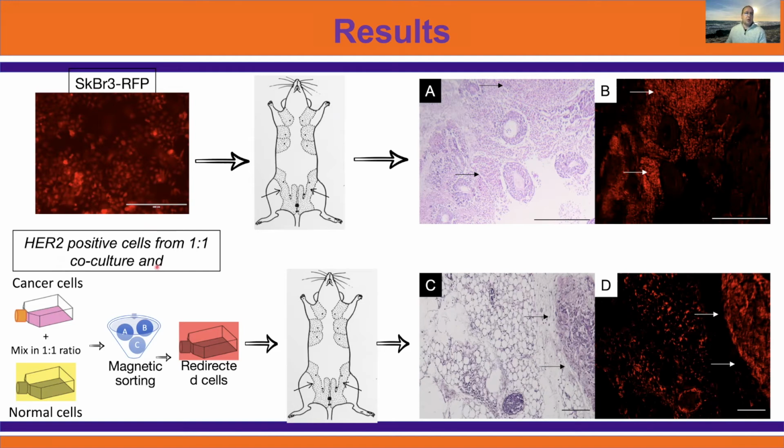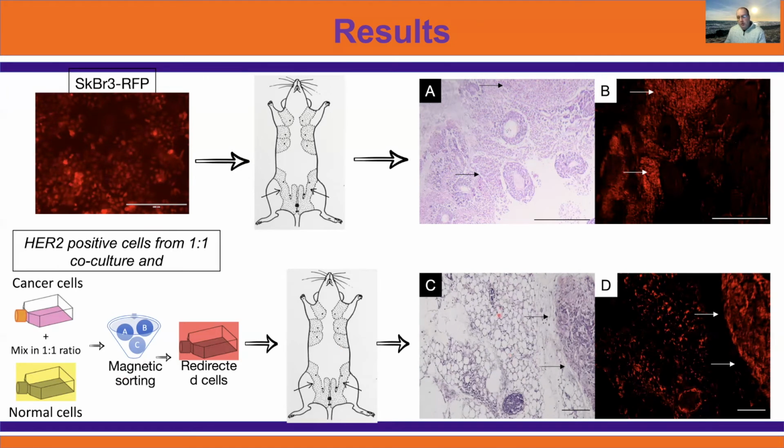So if you take these RFP cancer cells alone, transplant them into mice, you get nice mammary tumors that are full of RFP positive cells, indicating that they come from these cells. When we mixed these HER2 positive cells and normal epithelial cells in a 1-to-1 ratio, grew them up in co-cultures, magnetically sorted them, transplanted them again.